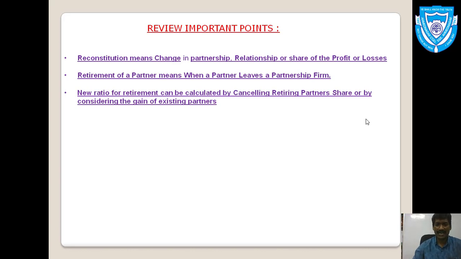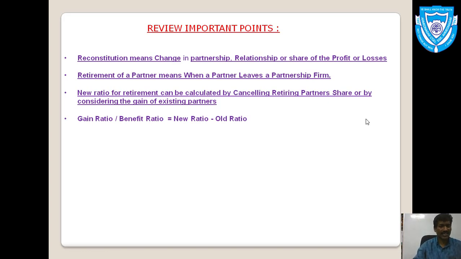काय न्यू रेशो म्हणजे काय, तर when retirement, new ratio can be calculated by cancelling retiring partner's shares. पहिली मेथड आपण पाहिली जी अतिशय सोपी आहे, त्याच्यामध्ये रिटायरिंग पार्टनरचा शेअर कॅन्सल करायचा आणि राहिलेले जे आहेत ते रिमेनिंग पार्टनरचे शेअर असणार आहे. सेकंड मेथड जी आहे ती म्हणजे काय, तर सेकंड मेथडमध्ये जो त्यांना गेन झालेला आहे त्या गेनवरून तो कॅल्क्युलेट करायचा आहे.